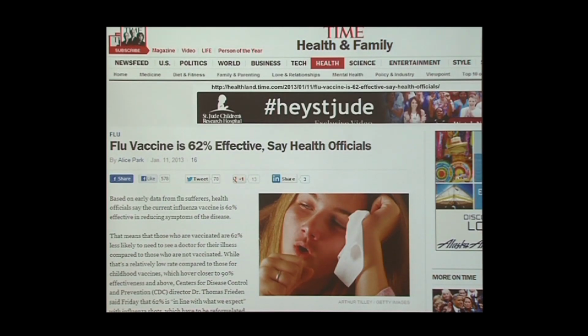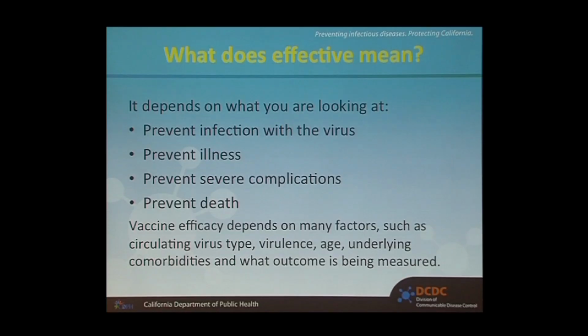because this kind of headline is actually not very good for public health. 62% does not sound very effective, and this actually was a number put out by CDC who are trying to promote influenza vaccination. So let's look a little bit at what these numbers mean, because what does effective mean?